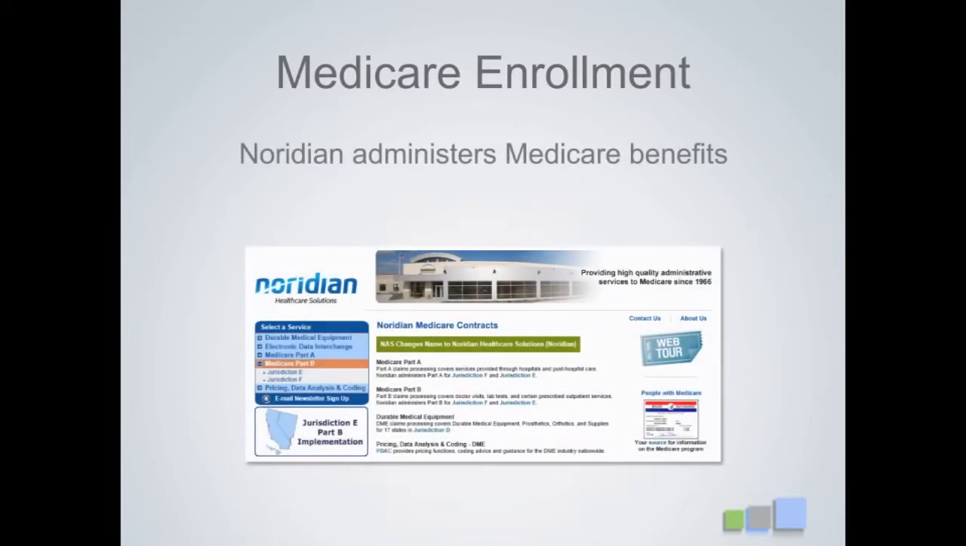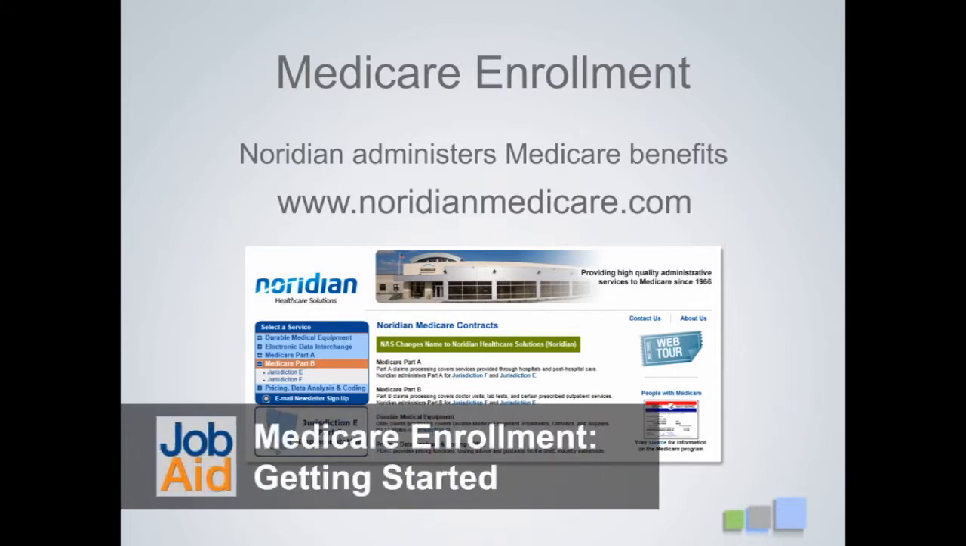To enroll in Medicare in California, you need to go to a Medicare Contracts website run by Noridian. Noridian is a company that contracts with the federal government to administer Medicare benefits to several states, including California. The site URL is shown, but will also be listed on the downloadable job aid for Medicare Enrollment Getting Started.